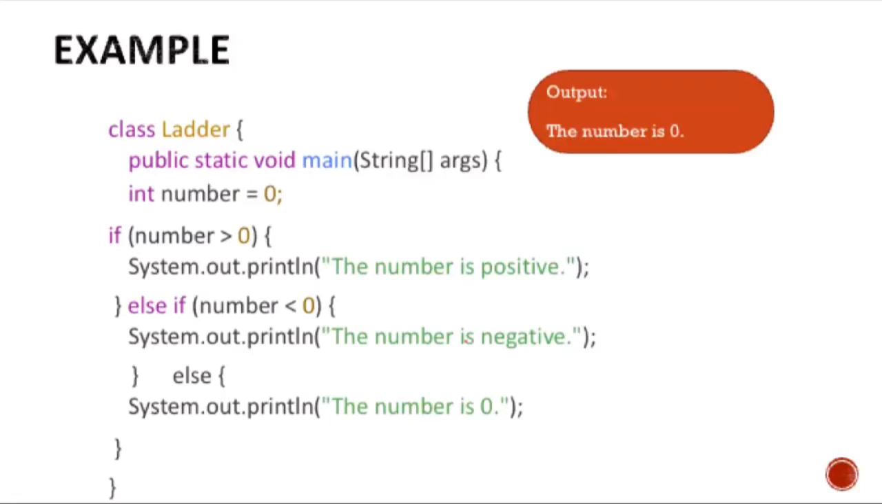So for example, we are checking whether the number is positive, negative, or 0. Here we have two conditions. The first condition checks if the number is greater than 0. The second condition checks if the number is less than 0. Here, the value of number is 0, so both test expressions evaluate to false. Hence, the statement inside the body of else is executed. So the output will be: the number is 0.